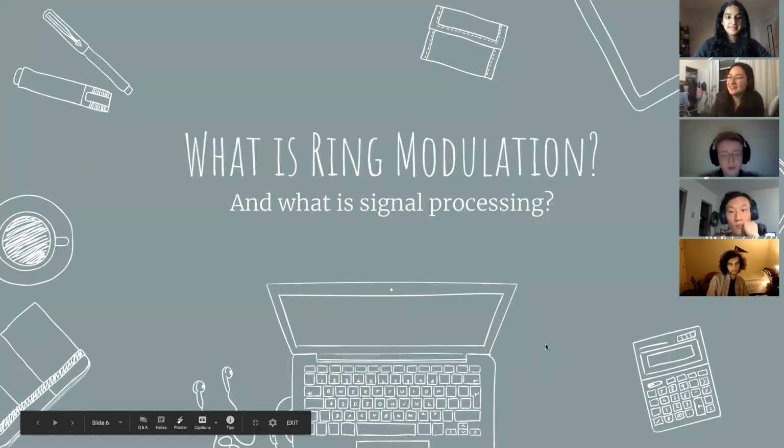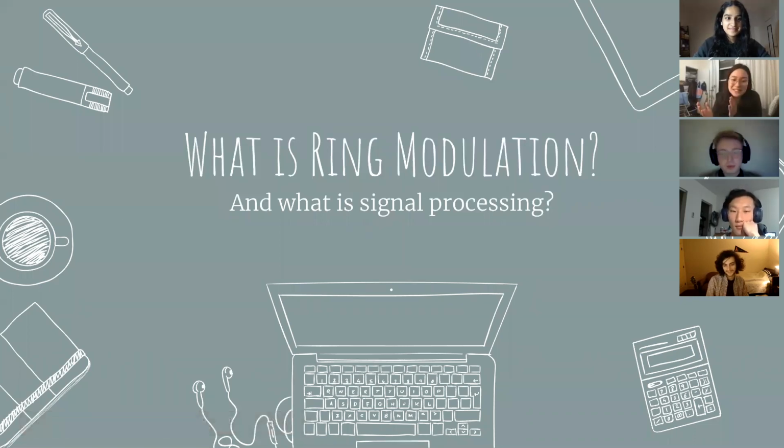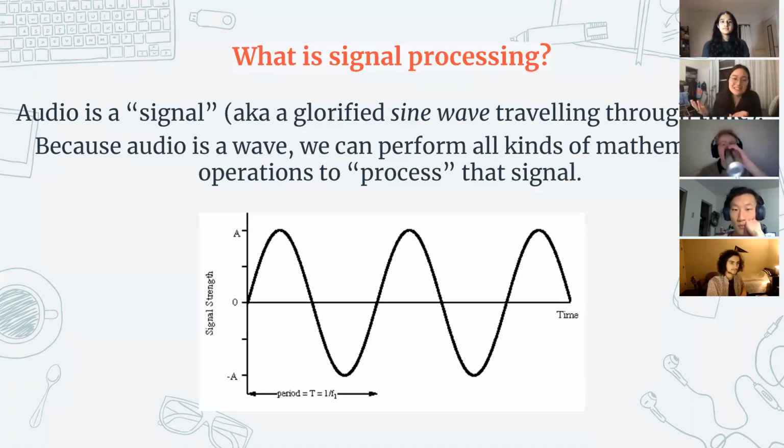Okay, so now that we have an idea of what ring modulation sounds like, we can actually go into how it works. Ring modulation is a form of signal processing. Before we go into what ring modulation is, we should go into what signal processing is. So, what is signal processing?